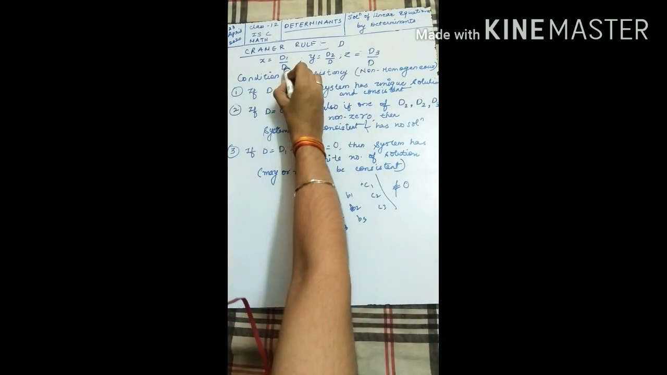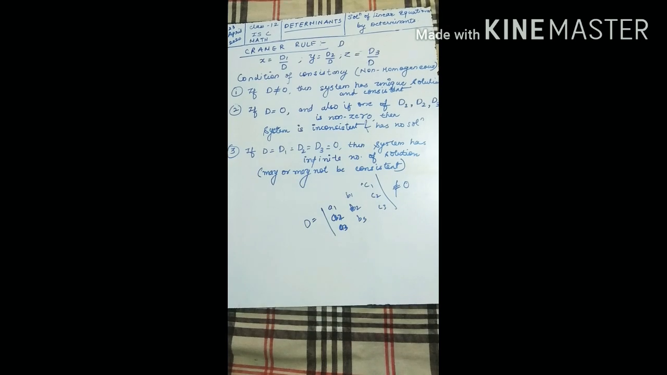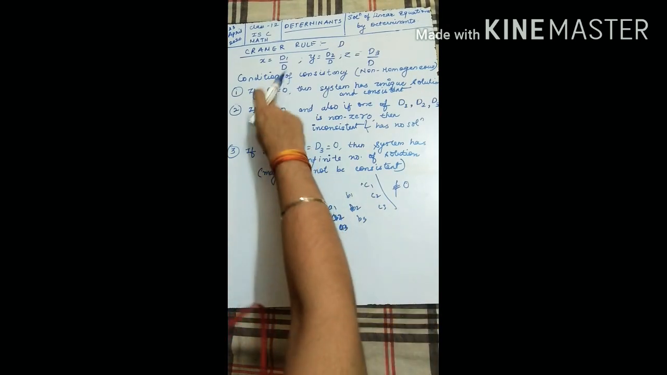That means this d should not be equal to 0. If this d is equal to 0, then that will be an infinite value. So this d should not be 0.